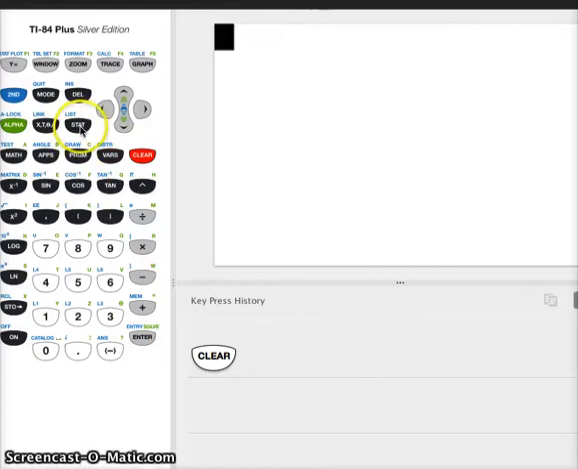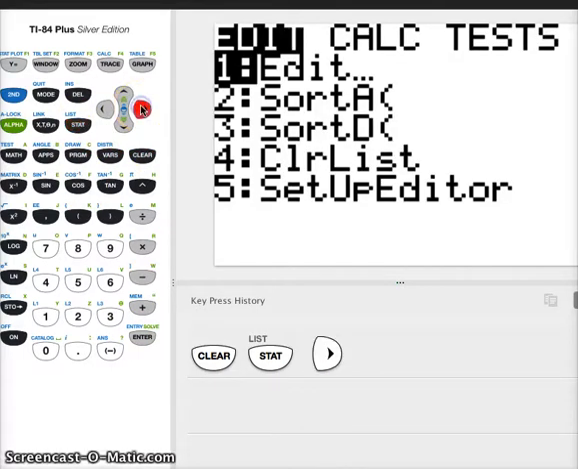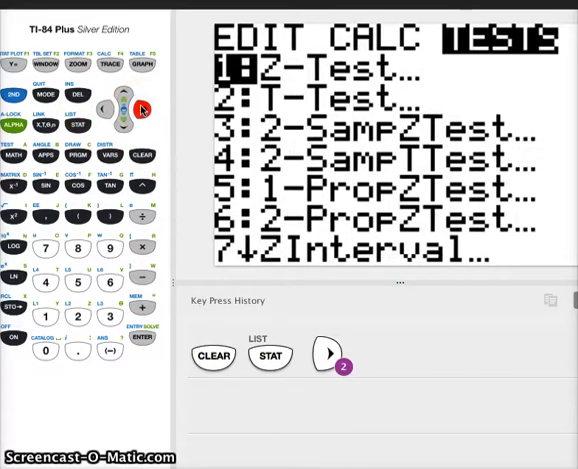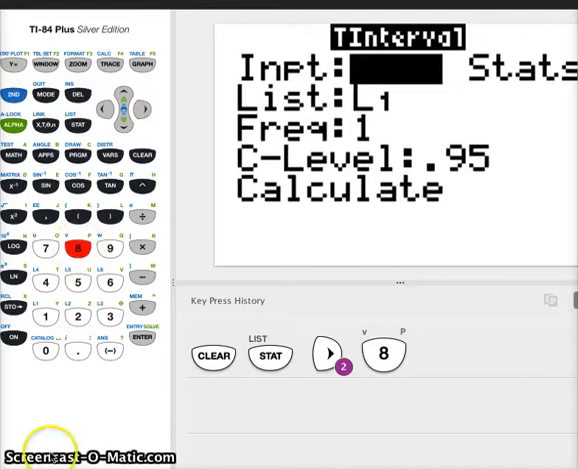Okay, I just messed up. You're going to hit Stat and go to Tests, not Calc, and go down to the bottom, so it's below the 7. I'm just going to hit 8. Okay, now I'm ready to put in my data.